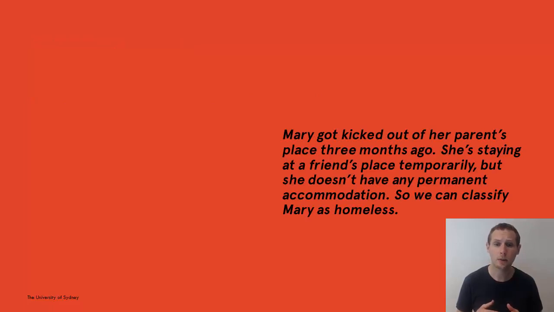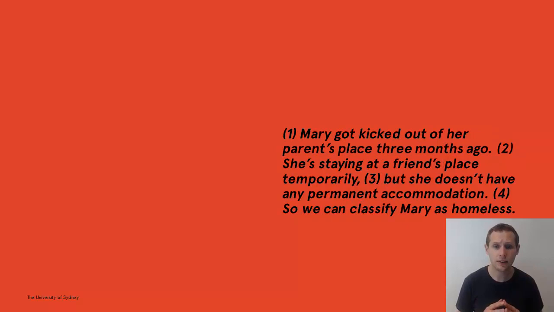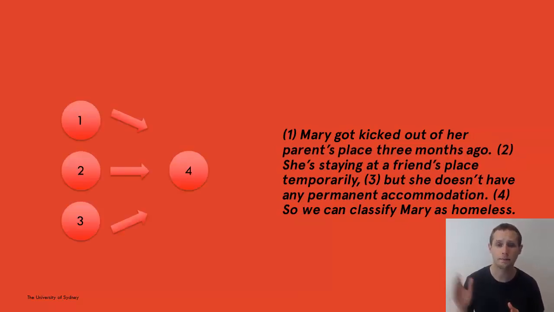Mary got kicked out of her parents' place 3 months ago. She's staying in a friend's place temporarily, but she doesn't have any permanent accommodation. So, we can classify Mary as homeless. If we wanted to make a diagram of it, we could number each of the statements that comprise the argument, then make a diagram like this.